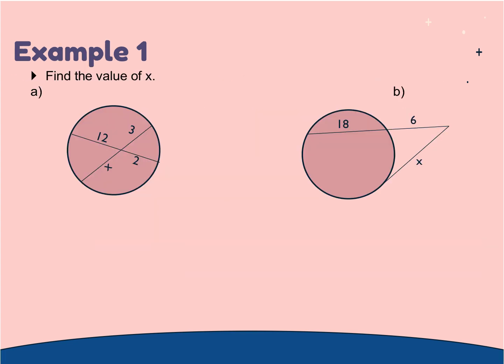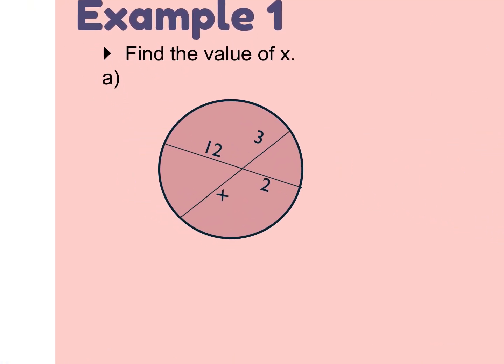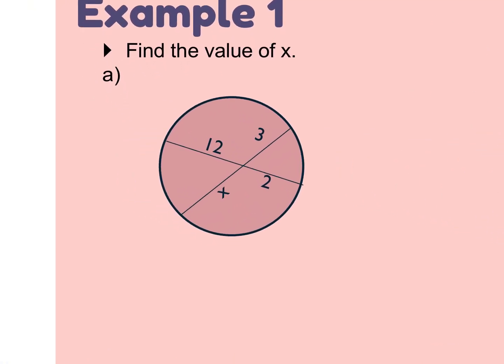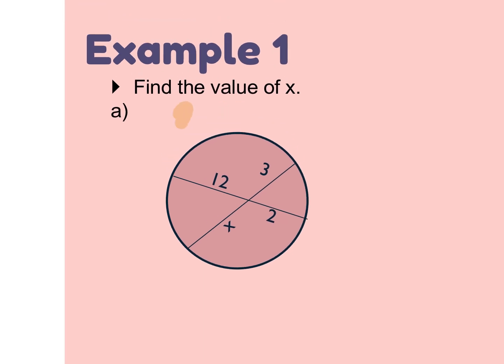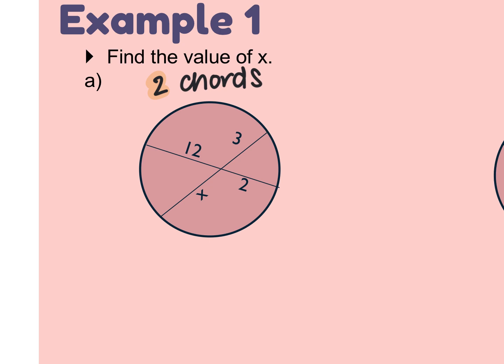All right, solving for the examples, looking at A, I have two chords. And how am I solving for those two chords? Multiply the sides that are split.